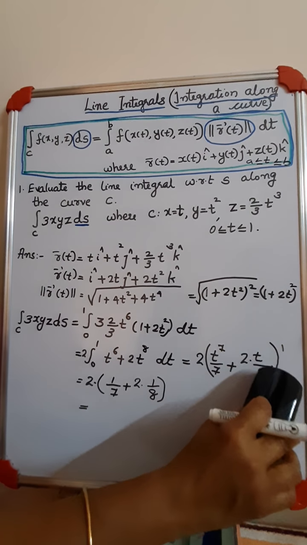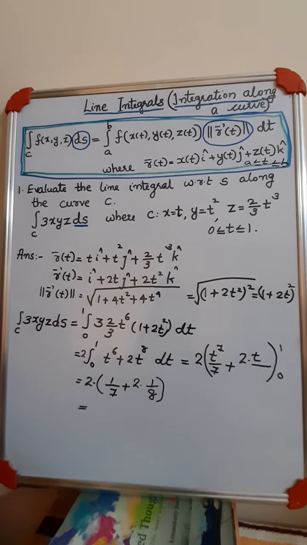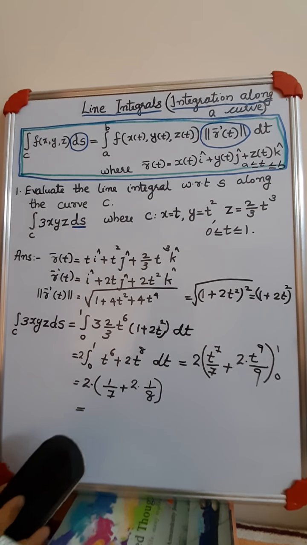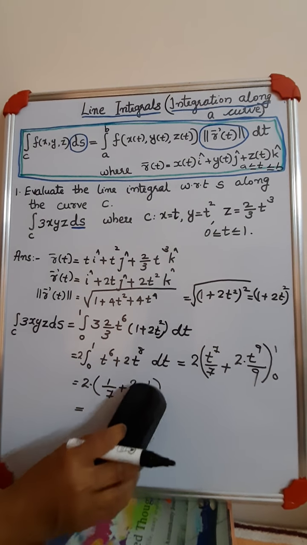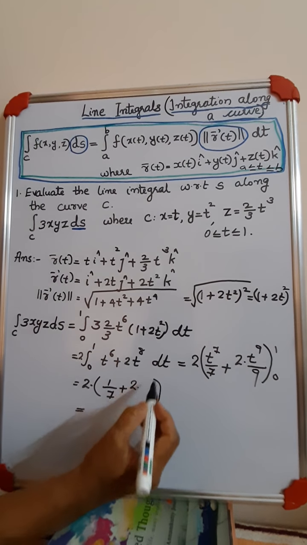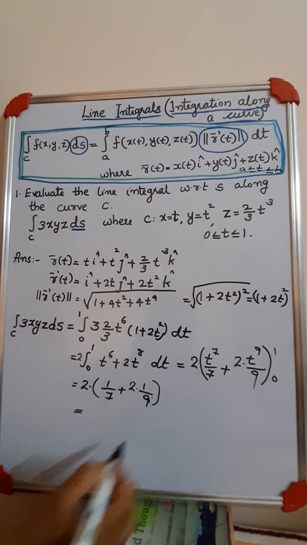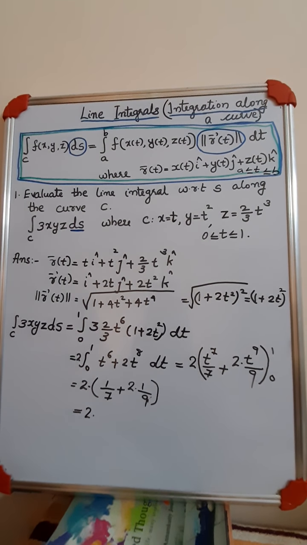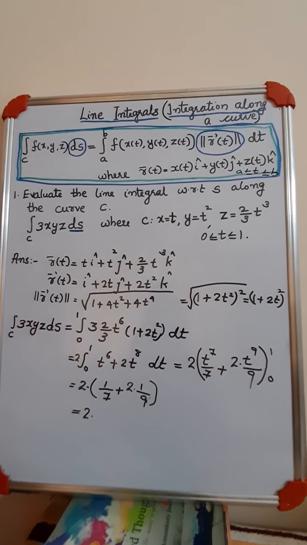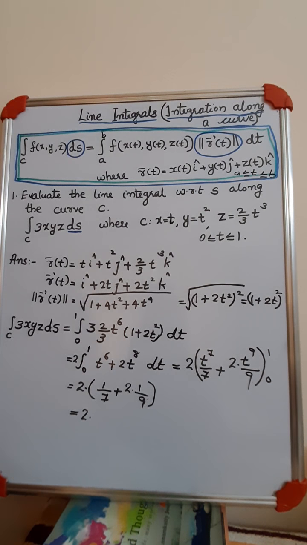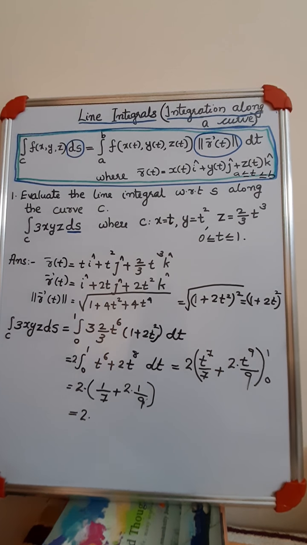So integral of t raised to 8 becomes t raised to 9 by 9. So for the limit, substituting the upper limit t equal to 1, it becomes 1 by 9. So 2 into 1 by 7 plus 2 by 9. Final answer will be 46 by 63.